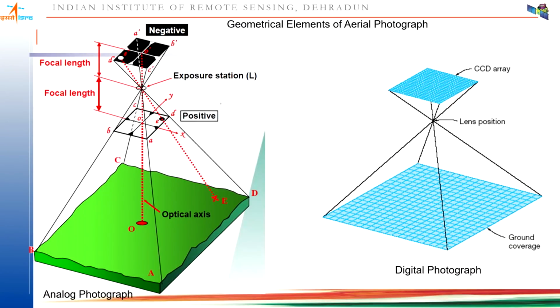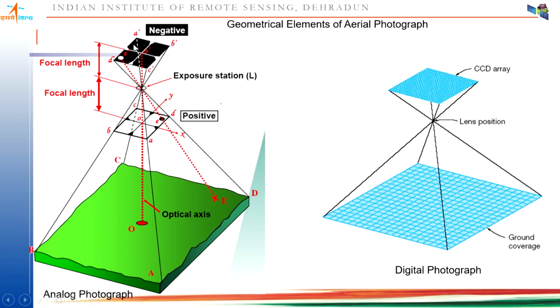Now, before going into the details of aerial photographs, there are certain terminologies of aerial photographs that we should be clear about. The position at which the camera was at the time of photography is called the exposure station. At the back of the exposure station, at a distance of focal length from the lens, there is a negative, either negative or CCD array.